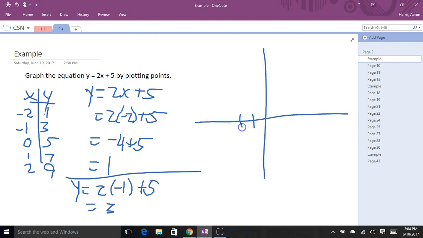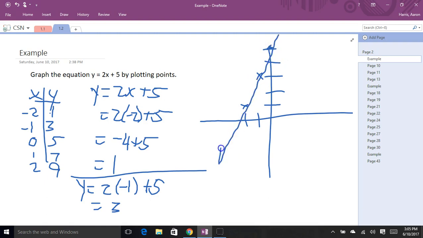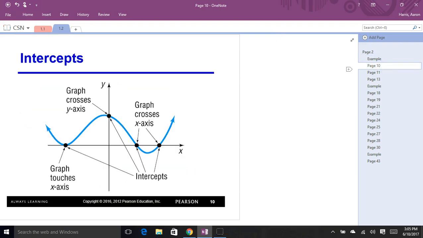So -2, comma 1, and then we got -1, comma 3. 0, 5, and so on, and then we graph that line. It goes right through those points. Okay, so that's just a reminder how you graph by plotting points. You pick some x values, put them into the equation to get the corresponding y, and then plot each xy point.